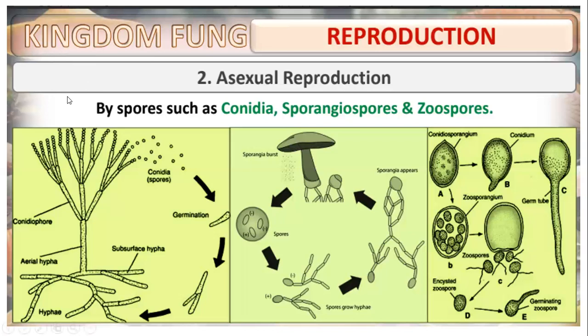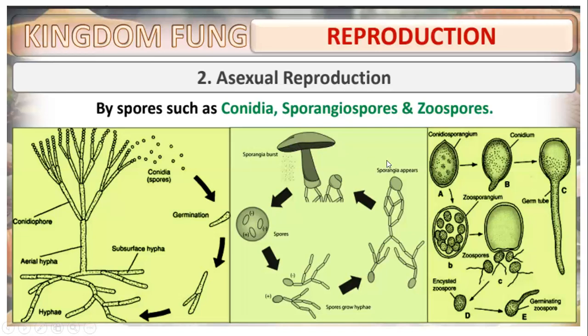Next is sporangiospores. Sporangiospores are produced inside a structure called the sporangium. Inside here, there will be sporangiospores produced. This sporangium will form spores, and these spores will later develop into a new organism. Spores will grow into hyphae, and again the little sporangium appears.